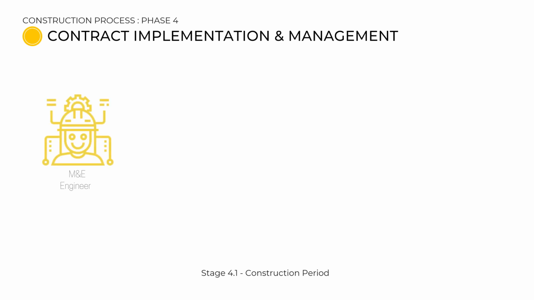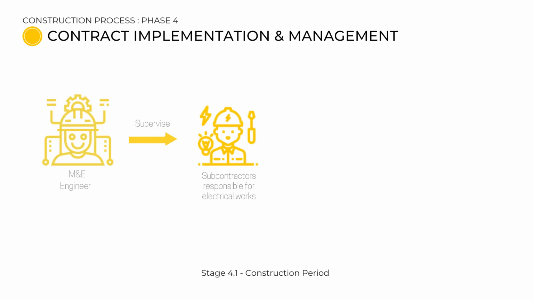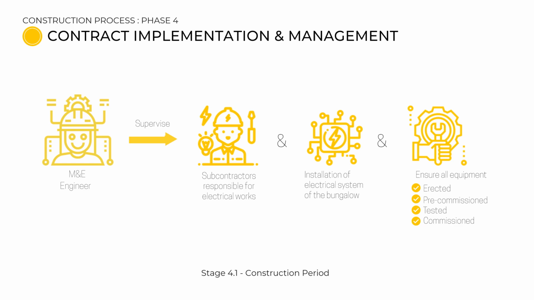M&E engineer supervises subcontractors responsible for all the electrical works and is in charge of the installations of the electrical system. He ensures that all equipment is erected, pre-commissioned, tested, and commissioned.